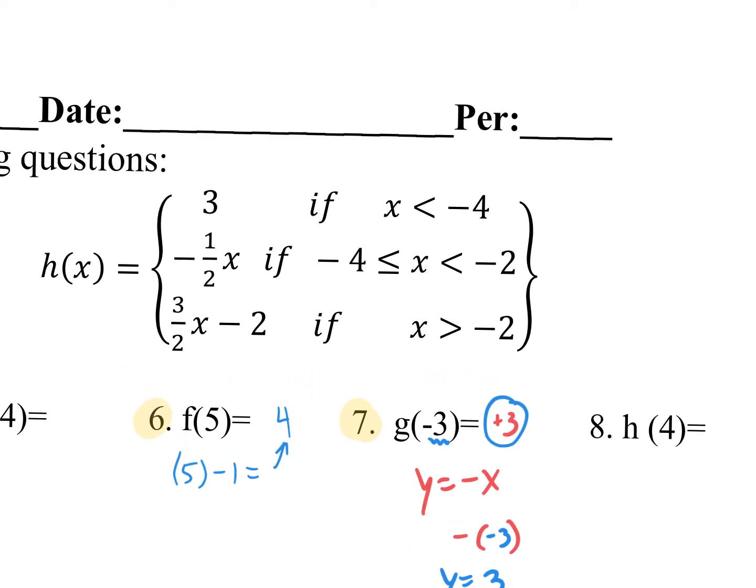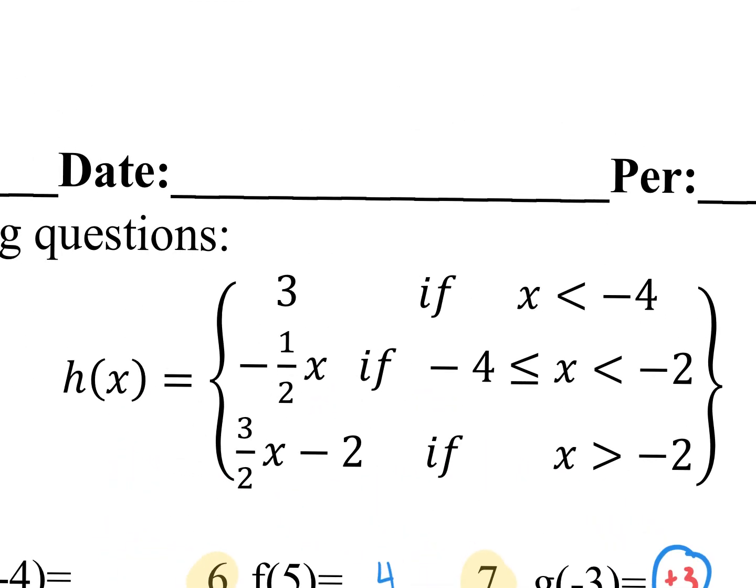What if I were to ask you, these aren't even on your worksheet, let's just go random here. What if I were to ask you h of, let's say, negative 10? So what's my answer going to be of h of negative 10? H equals 3. It's just going to equal 3, right? H of negative 10 is just going to equal 3.